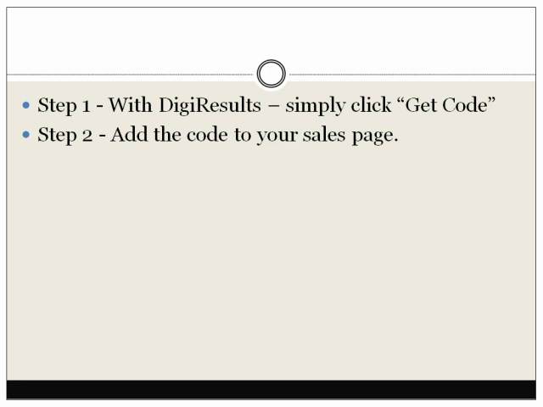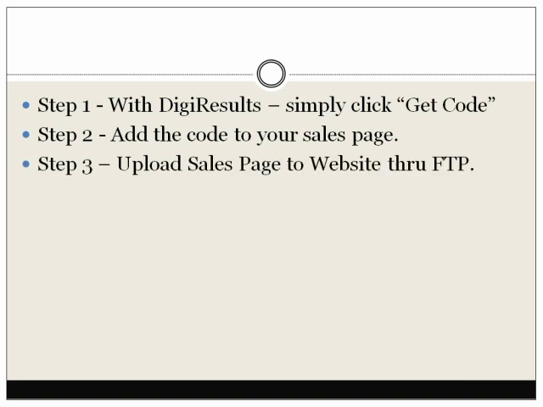Step number 2, we're going to add the code to your sales page. Depending whether you have a button or a link, or you want to use the Digi Results button or you want to use your own button, you can do that. I'll show you different routes. And of course, last but not least, step 3, we're going to upload the sales page to your website through FTP, and then we're going to get everything ready and we're going to publish it on Digi Results to make sure that everything is up and running. So let's go ahead and do that.